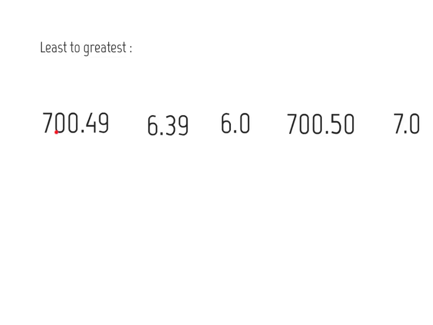We have 700, 6, 700, and 7. Let's pick up the sixes first. Because the numbers are the same, we're going to have to look at the number behind the decimal. 39 and 0. 39 is bigger than 0, so that means because 6.0 is smaller, it will go in front of 6.39.